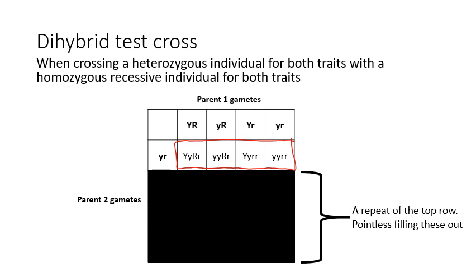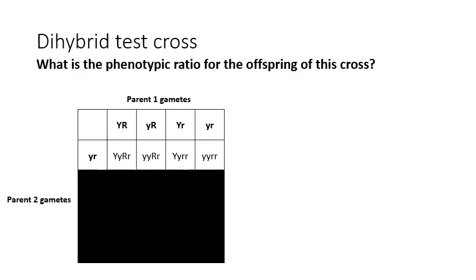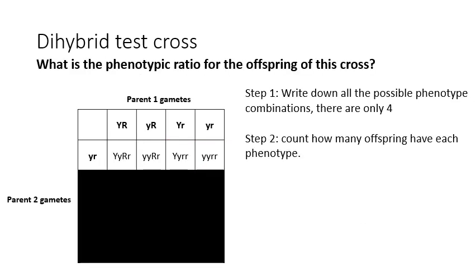So let's have a look at those combinations in a little bit more detail and what ratio that would produce for us. Just like we did in our previous video when we were looking at dihybrid crosses, we need to write down all possible phenotype combinations that will be produced from this particular cross, and then we need to count how many offspring would be produced showing that phenotypic characteristic so that we can have our ratio. So the 4 different phenotypes that we can see in our cross here are a yellow smooth pea, a yellow wrinkled pea, a green smooth pea, and a green wrinkled pea.